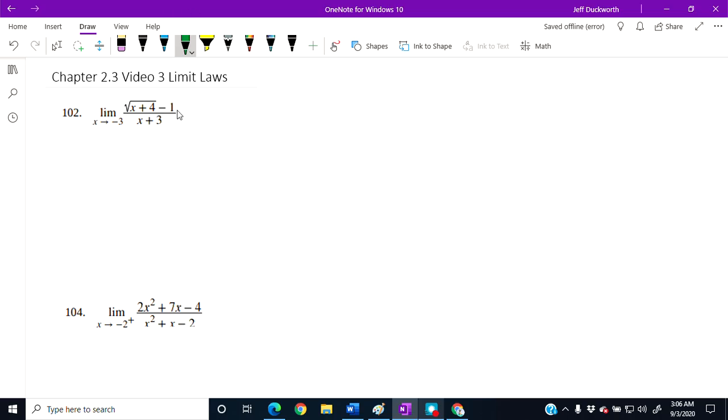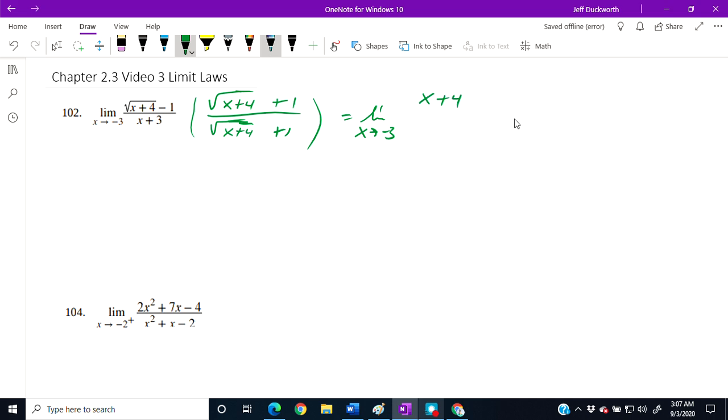So what I mean, the conjugate of what we have in the numerator would be root x plus 4 plus 1. So we multiply by that, again, in both the numerator and the denominator in order to get 1. So we're multiplying by this. So this equals the limit as x approaches -3. When I multiply root x plus 4 times root x plus 4, I just get x plus 4.